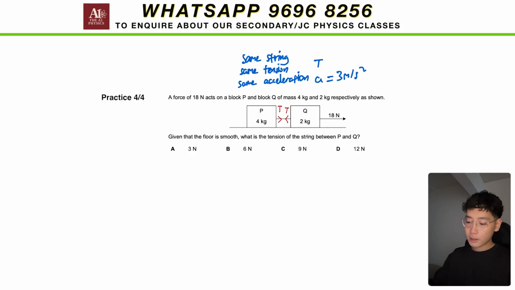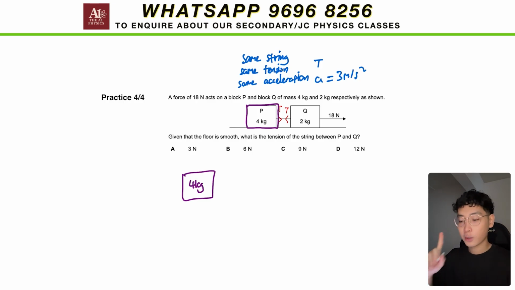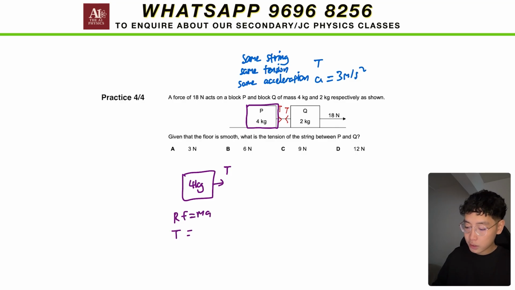Now we want to make a resultant force equation for each of the boxes. Let's consider box P only. In box P, there's only one force acting on P, which is the tension. So the tension is the resultant force on P. So we can say that for P, RF equals MA, tension equals 4 times acceleration, which is 3 meters per second squared. So tension equals 12 newtons. And that's the answer for this question, right?